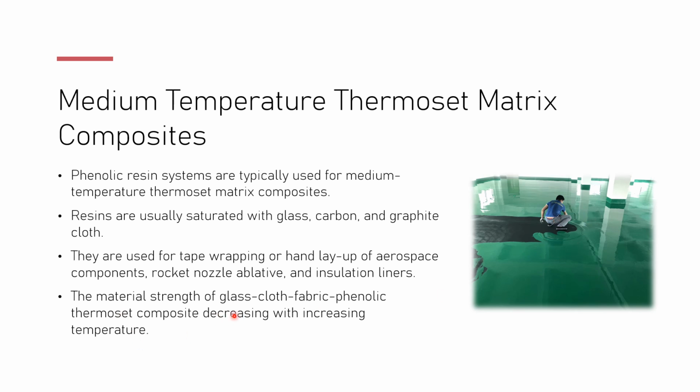So the material strength of glass, cloth, fabric, phenolic, thermoset composite decrease, okay, with increasing temperature. So you definitely need to again control the temperature to get the right, okay, strength. If you mess up the temperature, you're going to be messing up the tensile strength of that material.